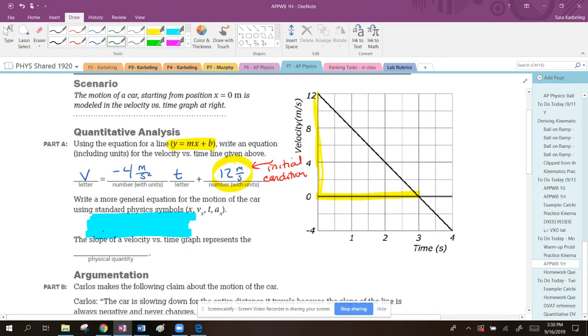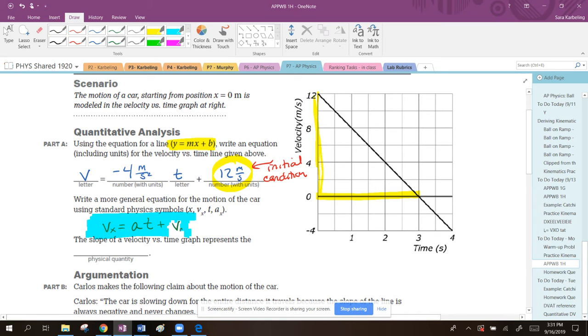What's the first part? Vx or v, yep, equals a t plus x. Yeah? Is this x? What does this represent? Initial velocity, right? So that x is not an x. What should that be? Yeah, it's the initial velocity.